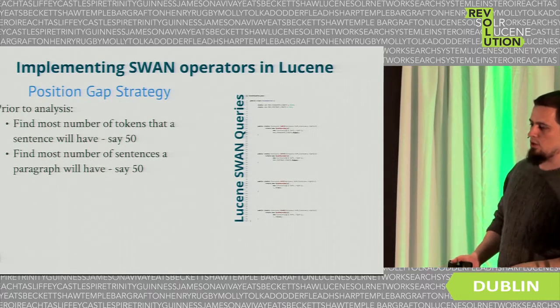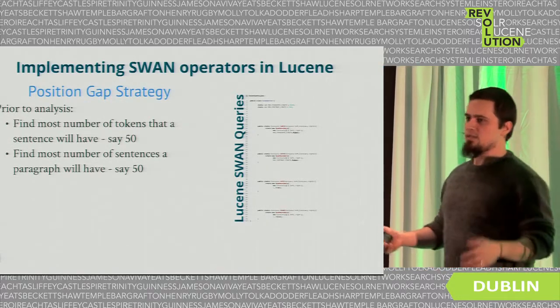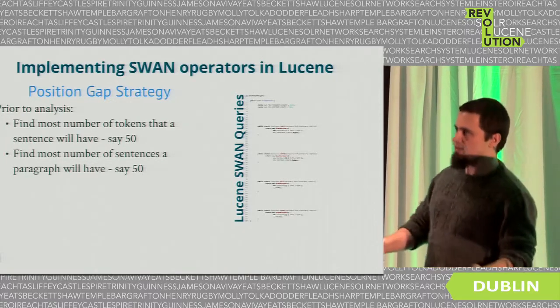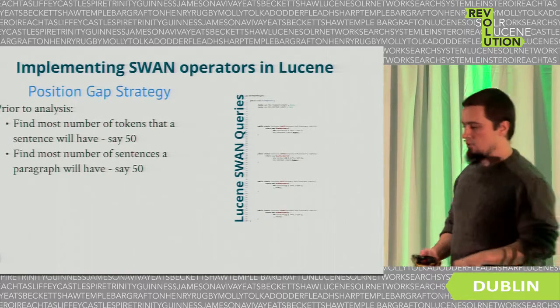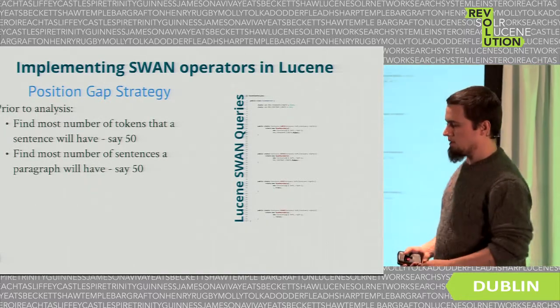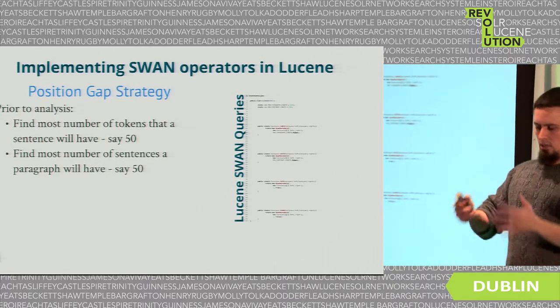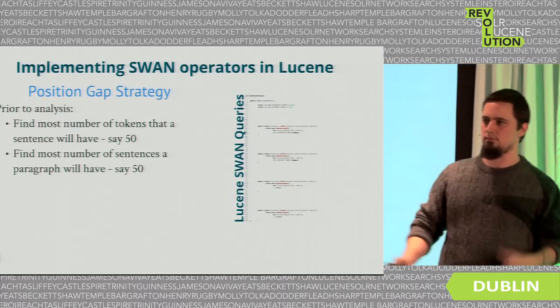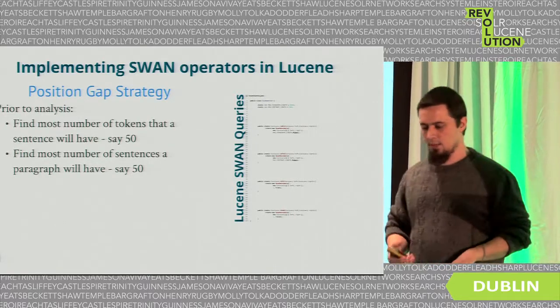Prior to the analysis, we need to have an understanding of what the biggest sentence is. There's always going to be some obscenely long sentence. So maybe the 99th percentile sentence, we'll say that sentence is 50 tokens long. We need to at least have that in mind. Similarly, we have to understand how many sentences are in the largest paragraph you could sanely think of. We'll say 50 again as an example.